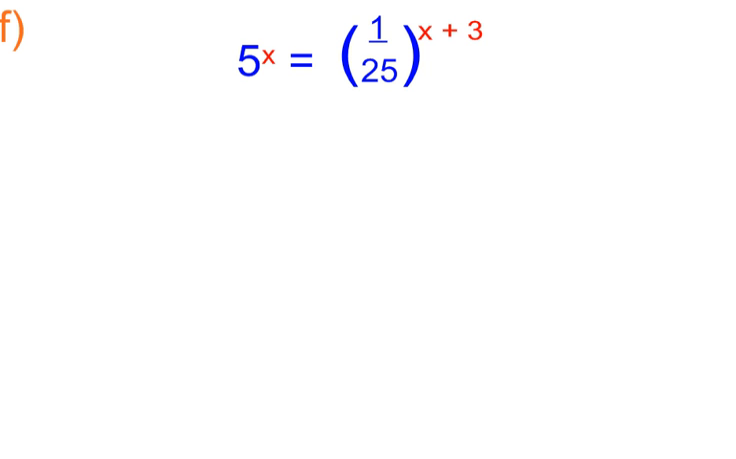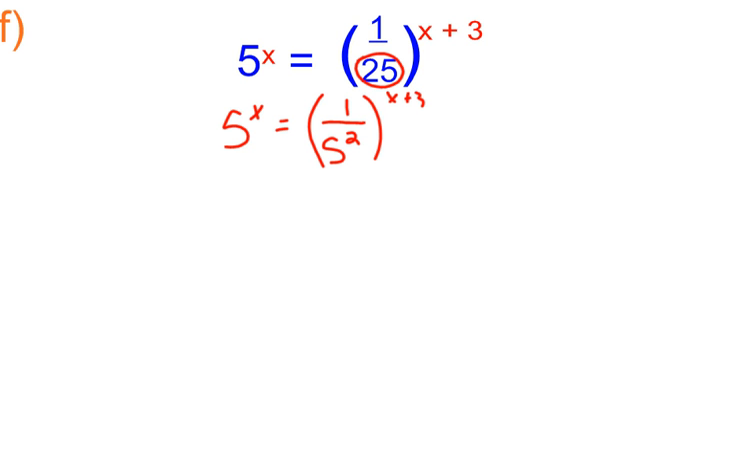In letter F, now I have my first one where I have a fraction as my base. I want to rewrite this 25. I would say it's 5 to the x, and I'm going to rewrite that 25 as 5 squared, and then it'd be to the x plus 3. I'm going to put this in parentheses again.